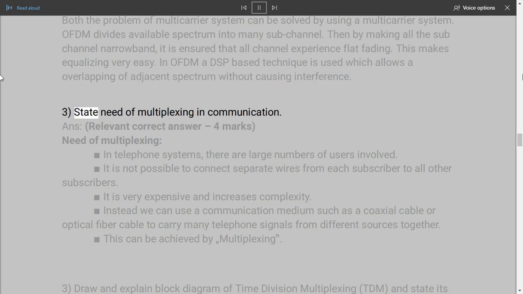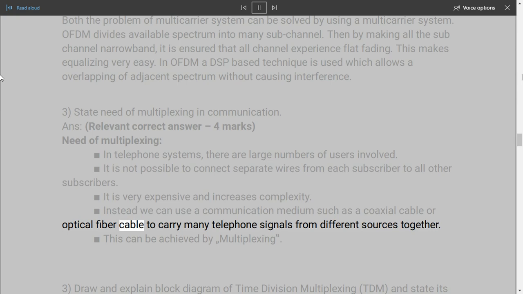3. State the need of multiplexing in communication. ANS: relevant correct answer, 4 marks. Need of multiplexing: In telephone systems, there are large numbers of users involved. It is not possible to connect separate wires from each subscriber to all other subscribers. It is very expensive and increases complexity. Instead, we can use a communication medium, such as a coaxial cable or optical fiber cable, to carry many telephone signals from different sources together. This can be achieved by multiplexing.